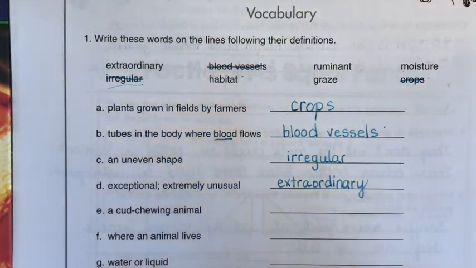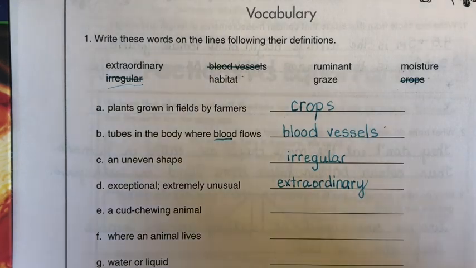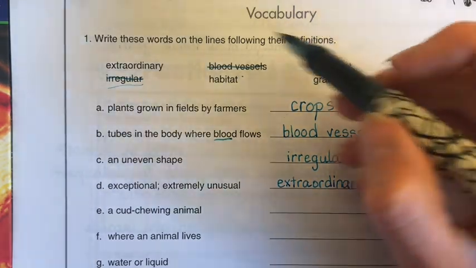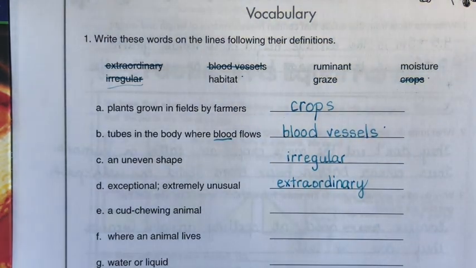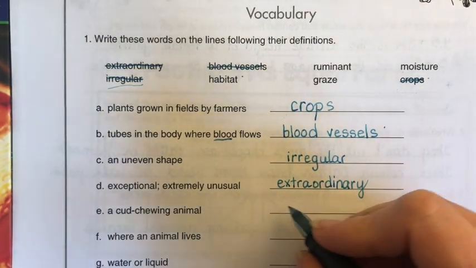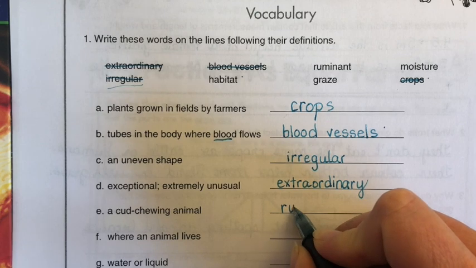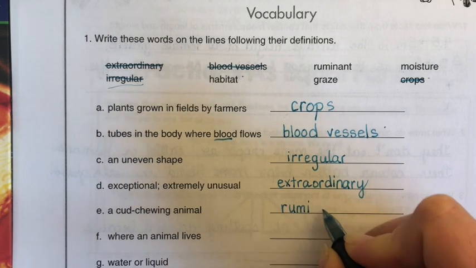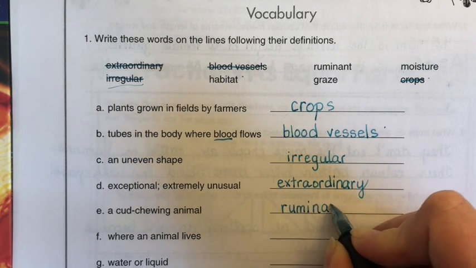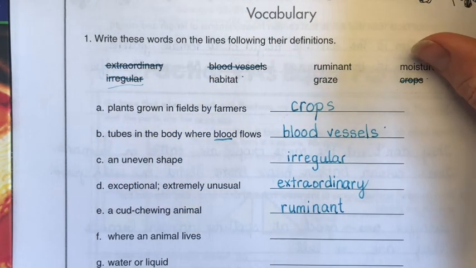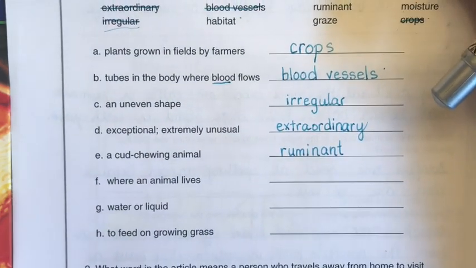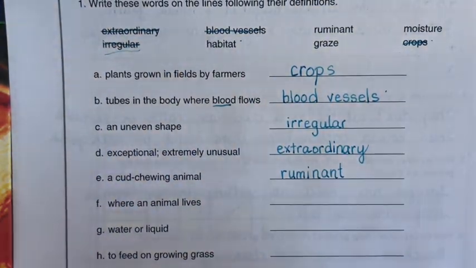E-X-T-R-A-O-R-D-I-N-A-R-Y. A cud-chewing animal. Now that is a ruminant. So that's an animal whose stomach works differently than ours. Like I said, they partially digest food and then it comes back into their mouth and they chew it for a bit. So that is a ruminant animal, like a cow. A lot of grazing animals have to subsist only on grass. In order to get all of the nutrients they need, they actually need to chew the grass and digest it a few times.